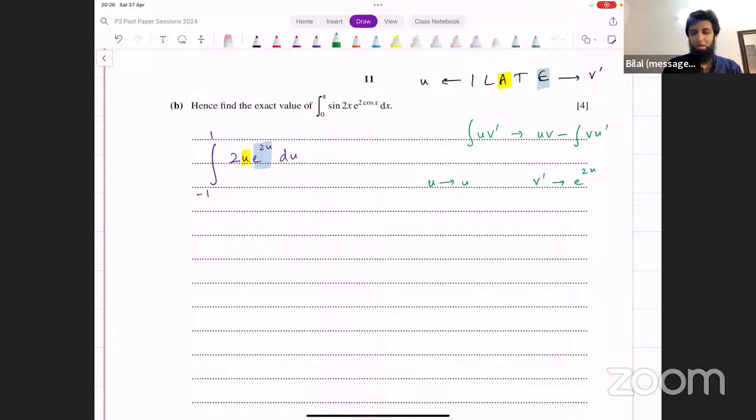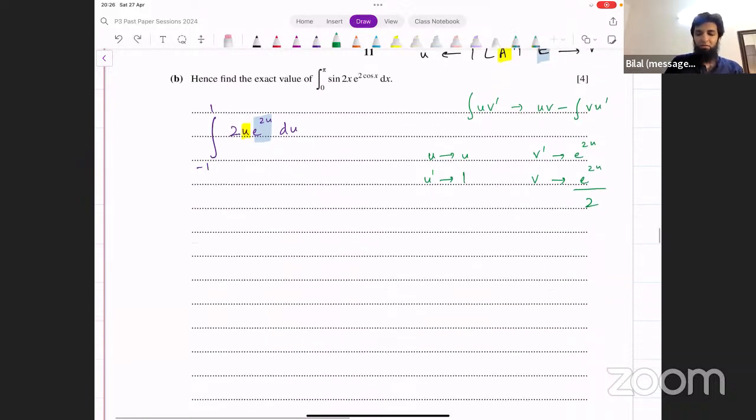That's v dash. Now, what is u dash? U dash is going to be 1. Derivative of u, that's 1. We have to integrate this. What's the integration of this? To get v, that gives us e power 2u divided by 2. Derivative of 2u, that's what you get in the denominator. You've got everything that you need now. Let's apply that rule. This 2 can just be written outside. I'm not considering 2 here because 2 is just a constant. I can just write that outside the integral.